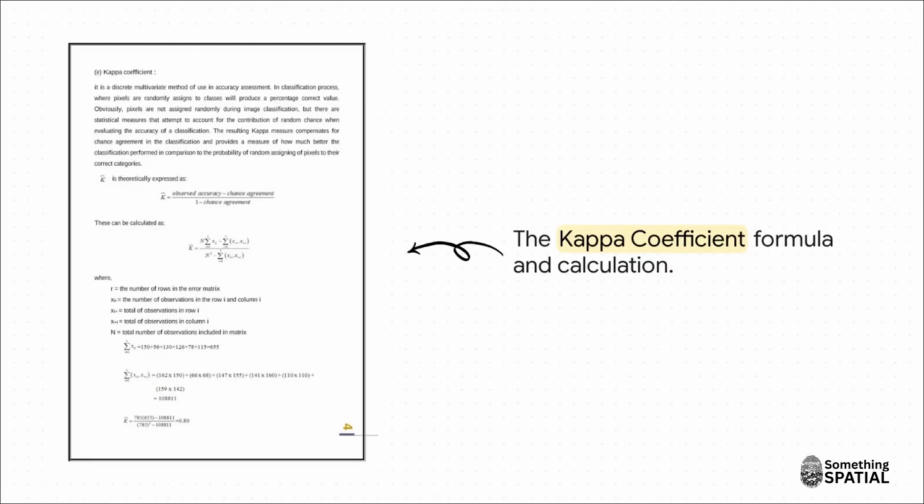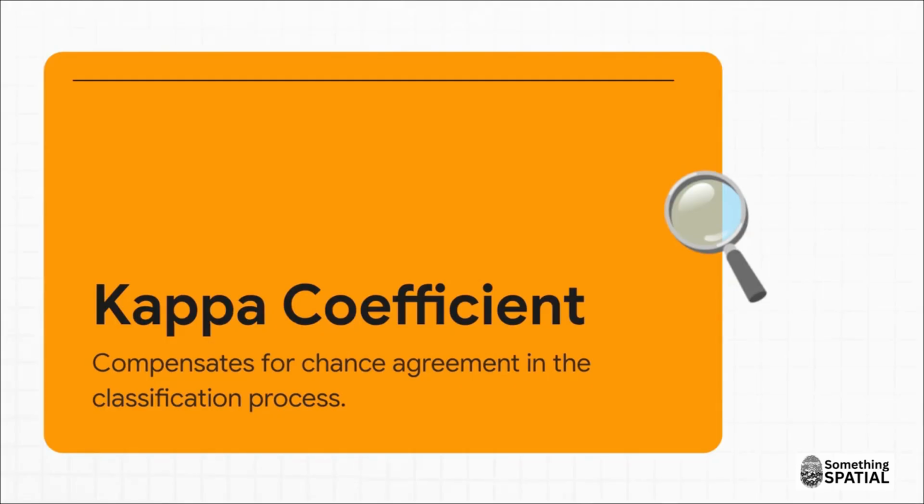Enter the kappa coefficient. To compensate for that chance agreement, analysts use discrete multivariate statistics. Looking at the formula here, it essentially takes your observed overall accuracy, subtracts the expected random chance agreement, and scales the result. It strips away the dumb luck factor to give us a true measure of performance. Put simply, kappa proves how much better your classification performed compared to a totally blind random assignment of pixels. A kappa value of 1 means you have perfect agreement with reality. A value near 0, yeah, your expensive AI algorithm basically performed no better than a coin flip.